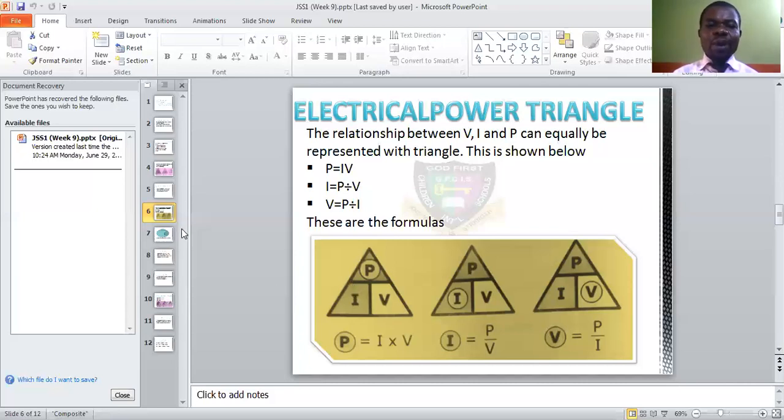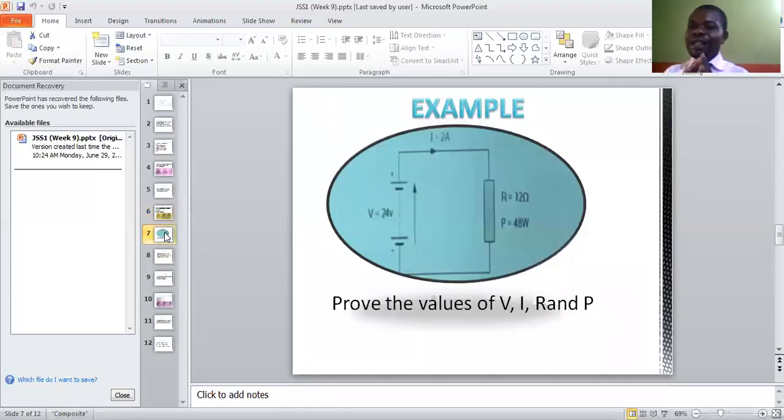Then I said we will be looking at an example. This is one example. This is a circuit that has I. This I is talking about what? Current, 2 amperes, that's the value. Then this is V, talking about what? Voltage, 24 volts. Then R is talking about what? Resistance, or resistor of the circuit, that is 12 ohms. Then P is talking about what now? Power, that is 48 watts. If you have this, the question says, prove the values of V, I, R, and P.